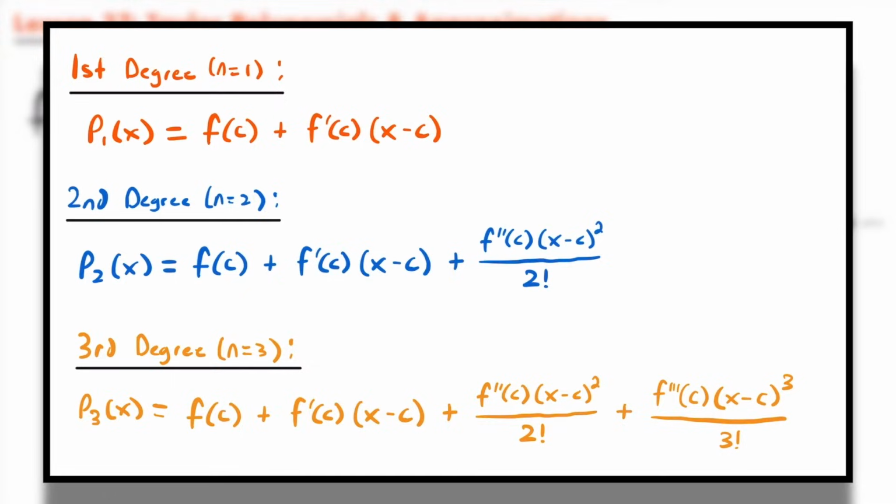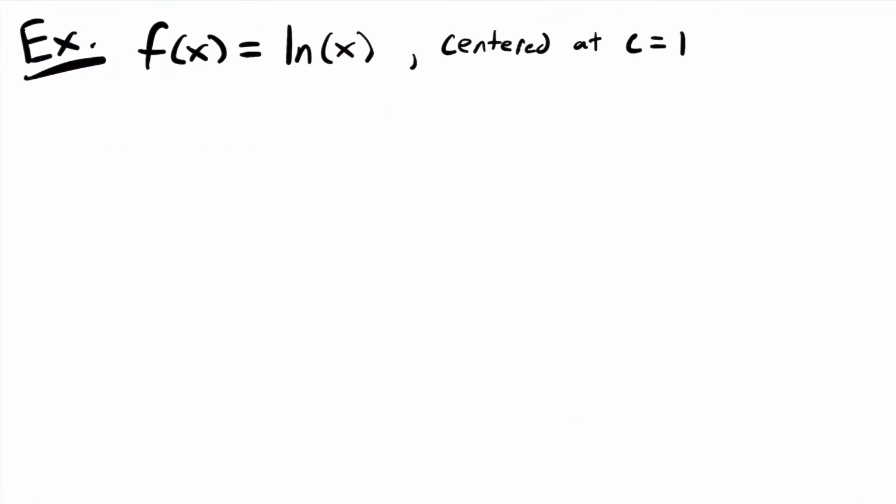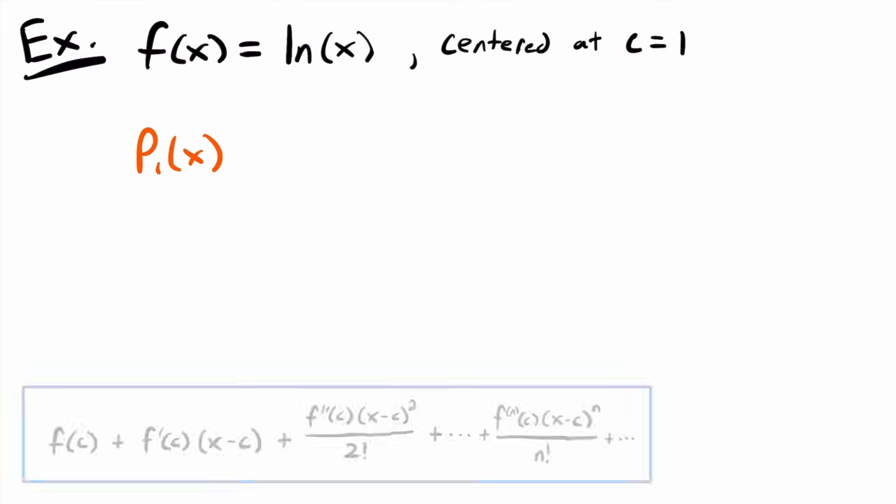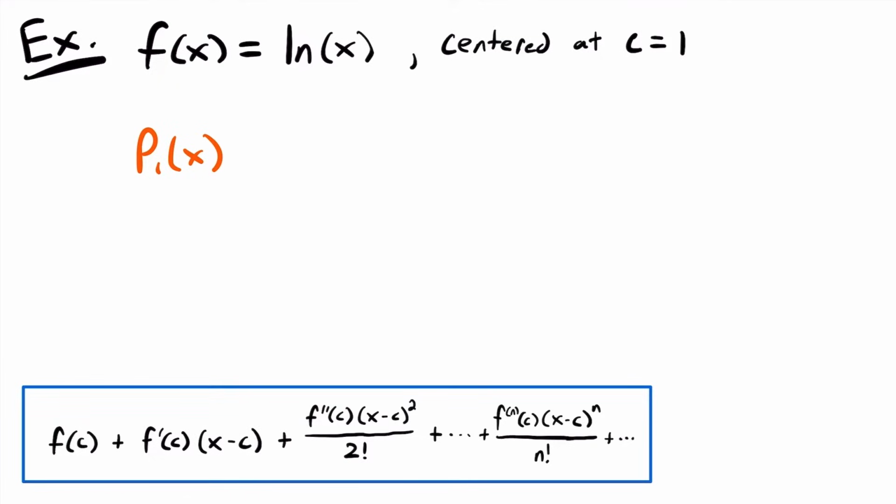All right, and so now let's take a look at an example of a function and see if we can find the first couple Taylor polynomials. Okay, so here we have that our function f of x is equal to the natural log of x, and we're going to find some Taylor polynomials for this function where those polynomials will be centered at c equals 1. And so let's start by just finding the first degree Taylor polynomial for this function. Now remember, the terms of our Taylor series look like this, starting with n equals 0, then n equals 1, n equals 2, and so on.